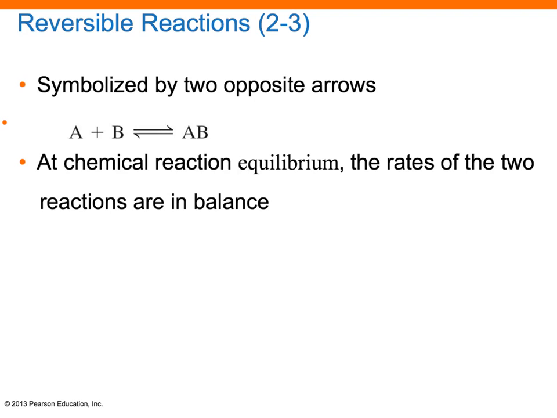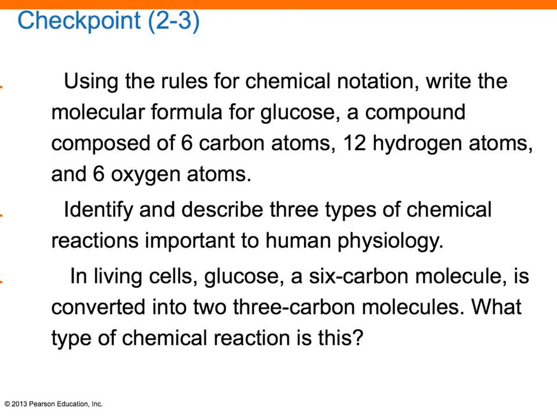Are chemical reactions able to be reversed? Yes, they are. This is symbolized by the two arrows going in the opposite directions. When a chemical reaction is at equilibrium, the rates of the two reactions are in balance. Here is the next checkpoint. See if you can do this.